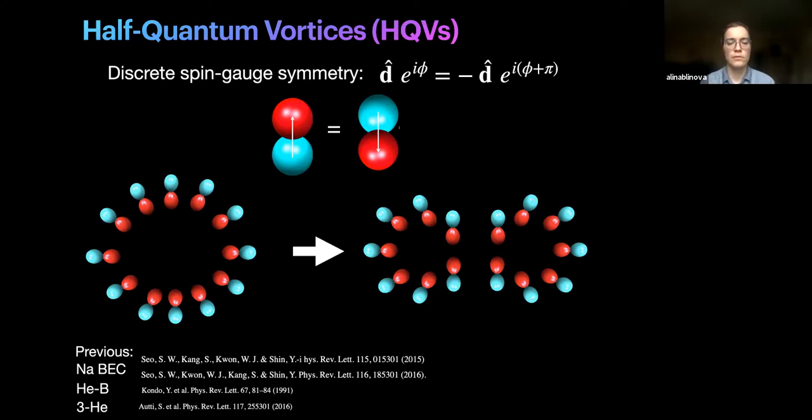And lots of work has already been done on half quantum vortices, and this is just some examples in sodium BECs and then superfluid helium. And I might be missing other superfluid helium people, and I'm sorry if I am. Right, so in our work, we have come close to observing these half quantum vortices in rubidium condensates.